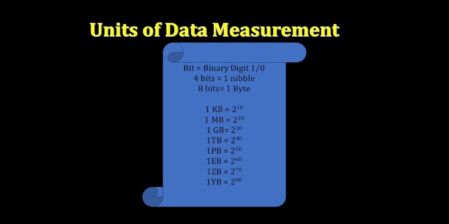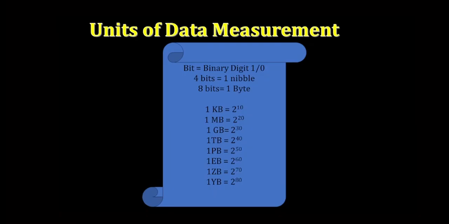1 kilobyte is 2 power 10. Since computer understands binary language, the base of the number system is base 2. So 1 kilo is nothing but 2 power 10 and 1 megabyte is 2 power 20 bytes. 1 giga is 2 power 30 and 1 tera is 2 power 40 bytes. 2 power 50 is 1 petabyte. 2 power 60 is called 1 exabyte. 2 power 70 is 1 zettabyte. And 1 yottabyte is 2 power 80.